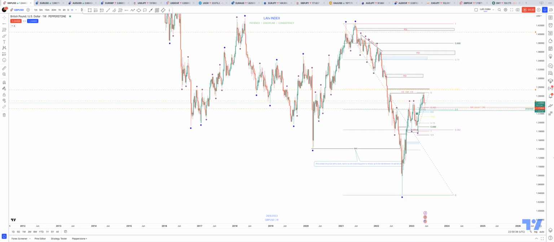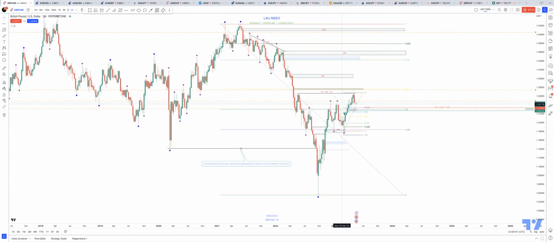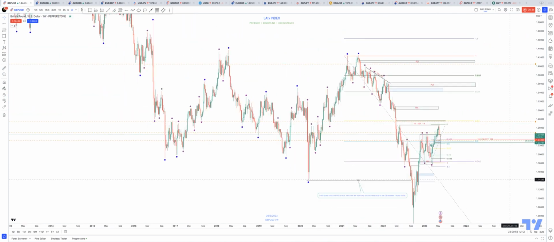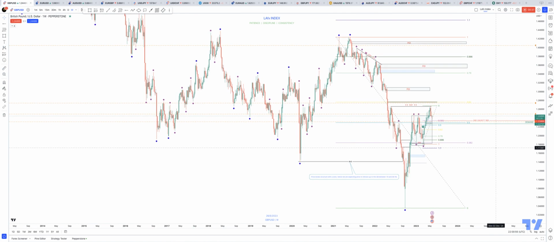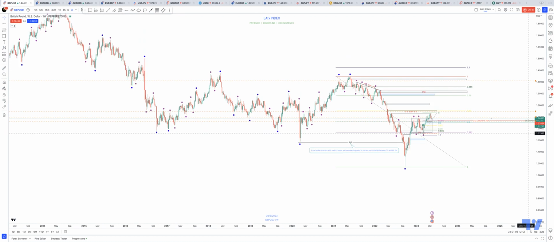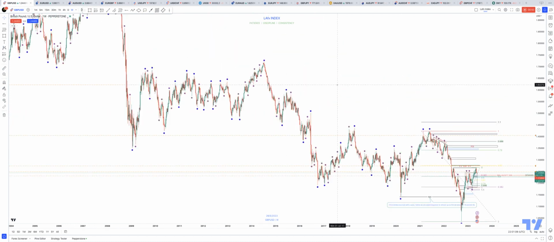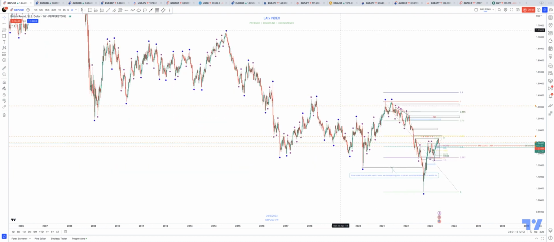Now we have a clear accumulation here, right? Which I talked about some weeks ago. We have a clear accumulation here. So what happens is, looking at structure from here, we're bearish. Okay, looking at structure, we're bearish on the 1 week.